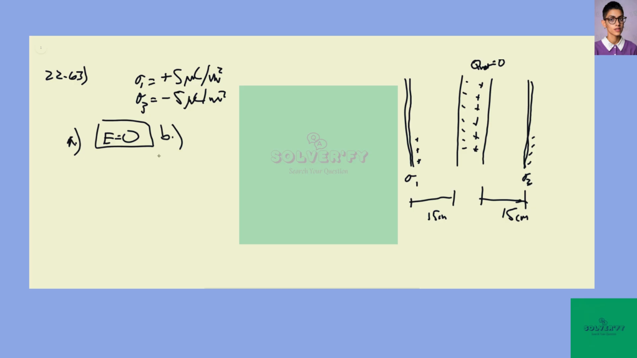Part B, what is the electric field between the left and middle sheets? The positive sheet produces an electric field away from itself, so it's going to be an electric field labeled E1 pointing this way, while the negative sheet produces an electric field towards itself as well. So we also have a contribution pointing this way from E3.